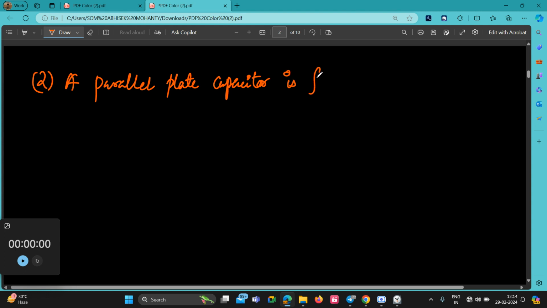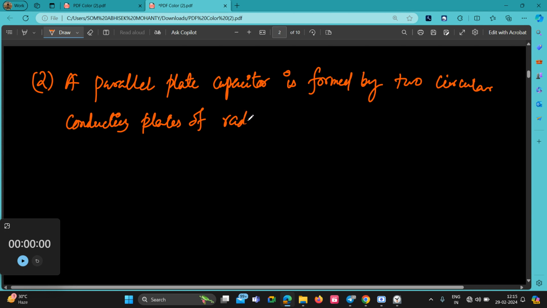Question number two. A parallel plate capacitor is formed by two circular conducting plates of radius a, separated by distance d, where d is very very less than a.